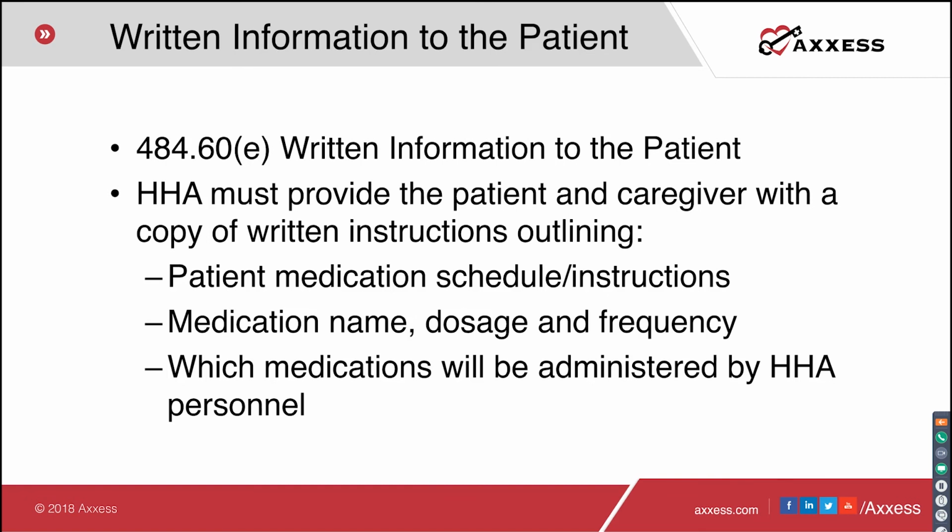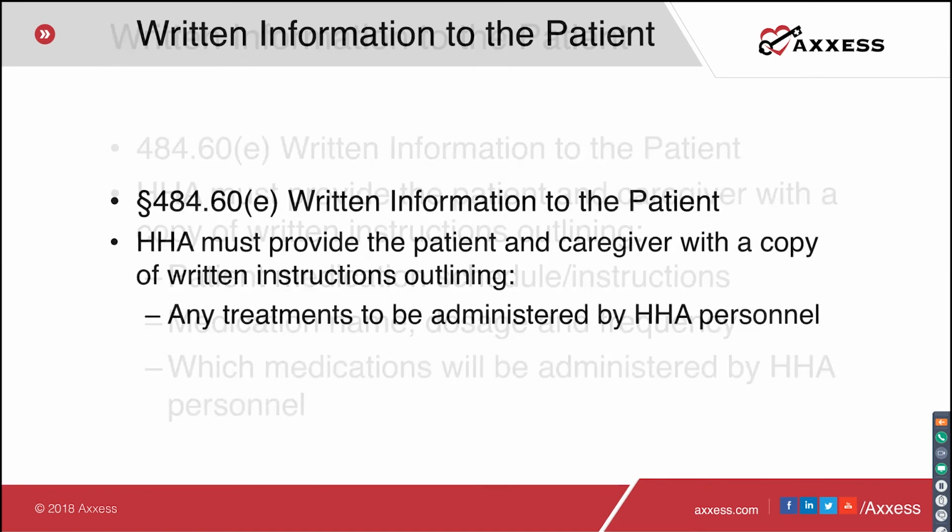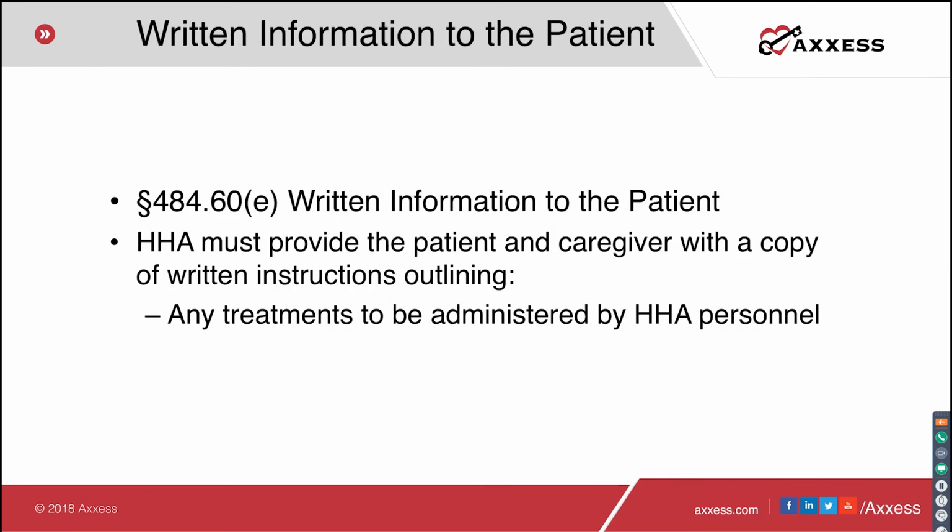The plan of care itself is kind of overkill, but there are certain pieces of information that the patient should have in their home, and this should be in written form so that they can refer back to it as needed. So the guidance at 484.60(e) tells us that we have to leave a copy of written instructions outlining the patient's medication schedule and instructions, the medication name, the dosage, and the frequency of the medications, and then which medications are going to be administered by home health agency personnel. In the written information to the patient, we see that any treatments that are to be administered by the agency personnel must be written and left with the patient as well.